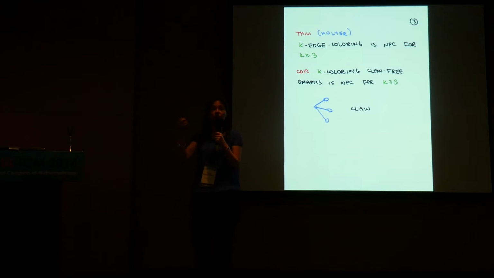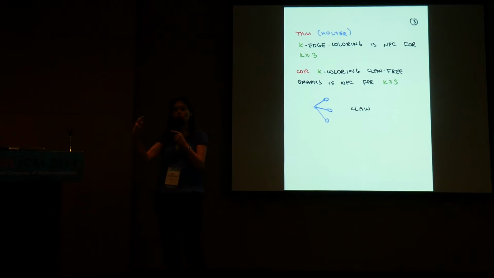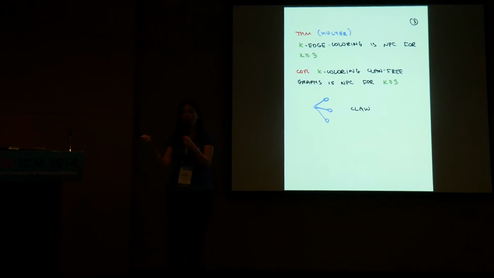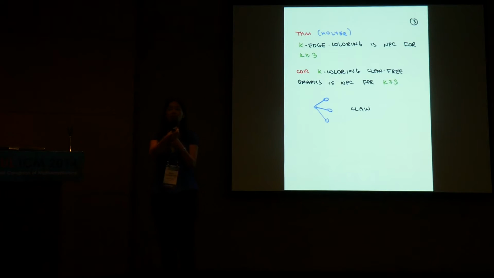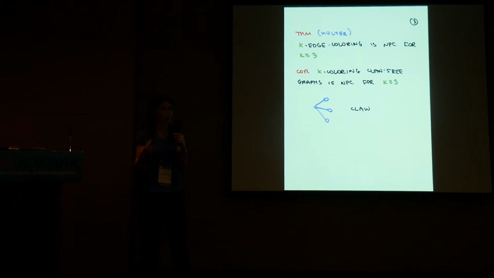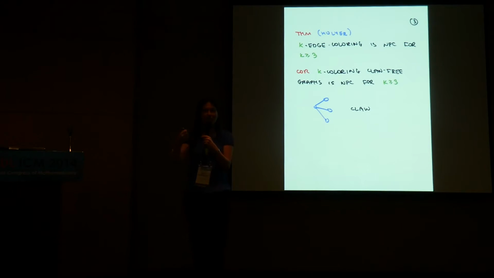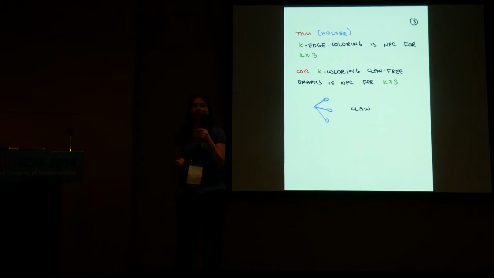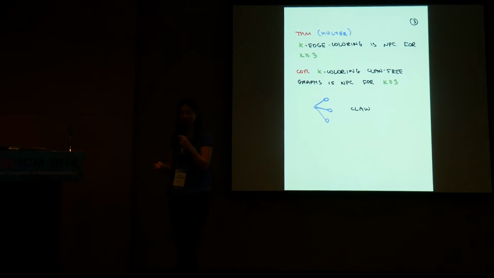Well, a line graph, if I start with a graph, its line graph is simply a new graph that records intersections between edges. More formally, its vertex set is the edge set of the graph I started with, and 2 vertices in the line graph are adjacent if the corresponding 2 edges share an end. All right? So edge coloring a graph is the same as vertex coloring its line graph. Now, by Holyer's theorem, vertex coloring line graphs is NP-complete.